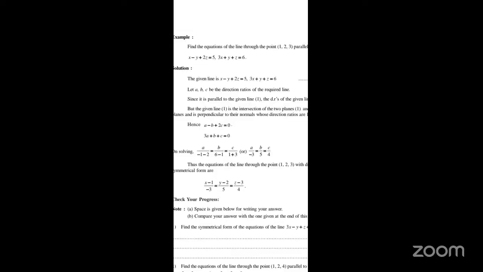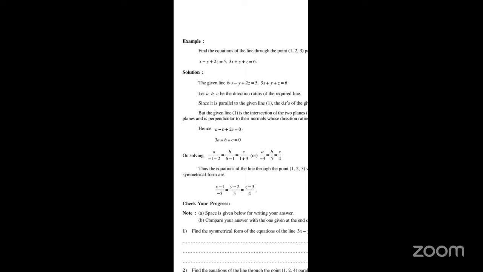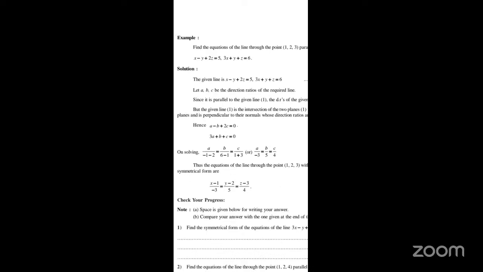Find the equation of the line through the point 1, 2, 3, which is also parallel to the line x minus y plus 2z equal to 5 and 3x plus y plus z equal to 6. So the point is given, and the line is parallel to the given line. First of all, the given line is, okay. So how to find the equation?